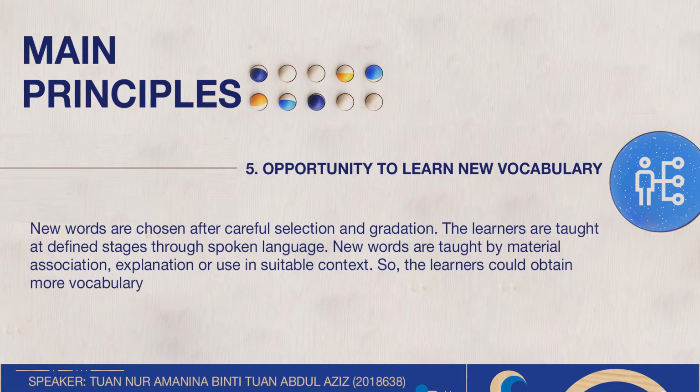New words are chosen after careful selection and gradation. The learners are taught at defined stages through spoken language. New words are taught by material associations, explanations, or used in suitable contexts. So the learners could obtain more vocabulary.